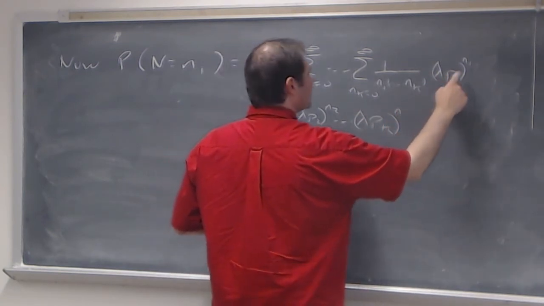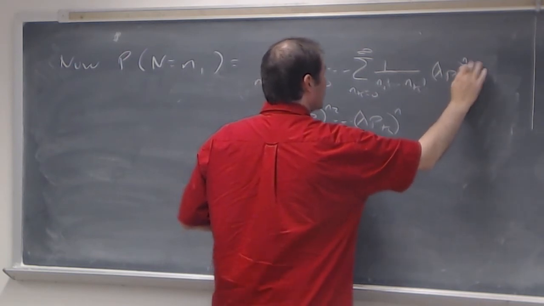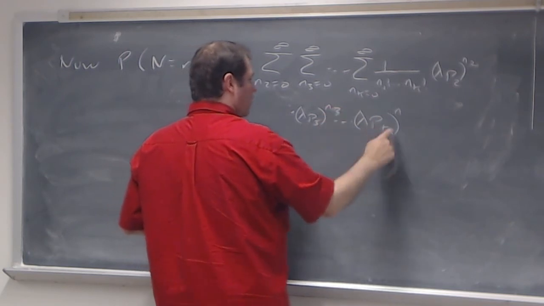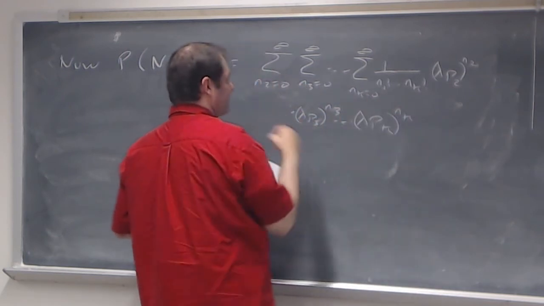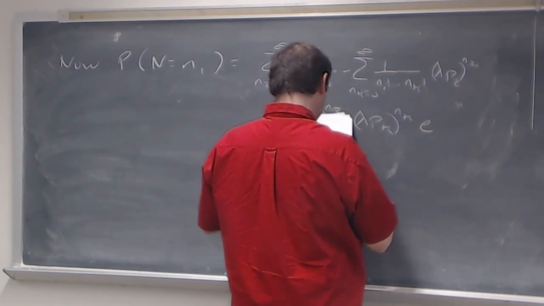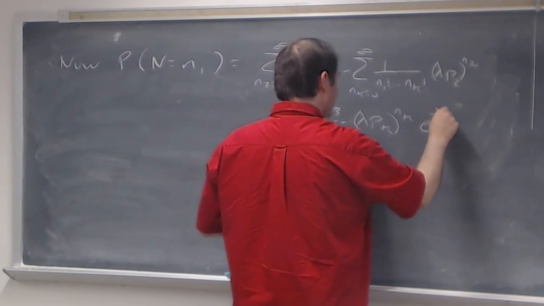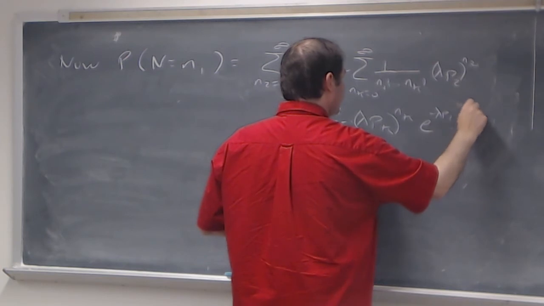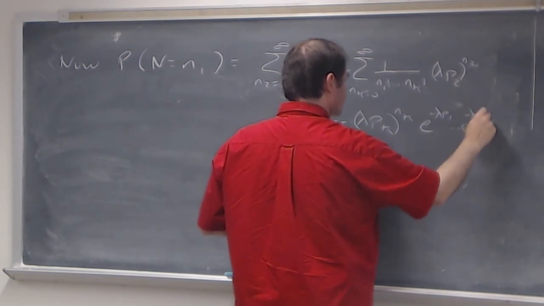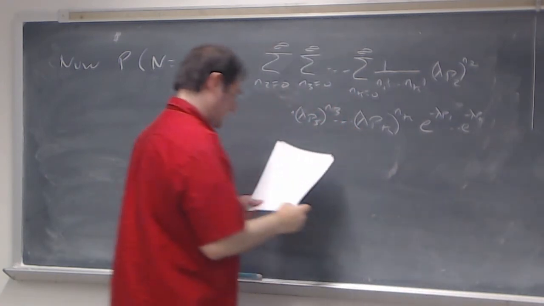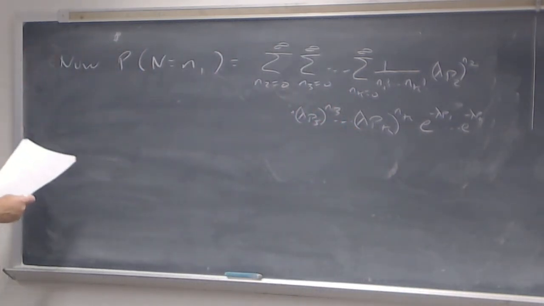Here I wrote down p sub 1, but it should have been 2 here. This should have been 3, all the way up to n sub k. We don't have n sub 1 involved. And then e to the minus lambda p sub 1, e to the minus lambda p, all the way up to p sub k, and then that's it. Okay, that's what we have.